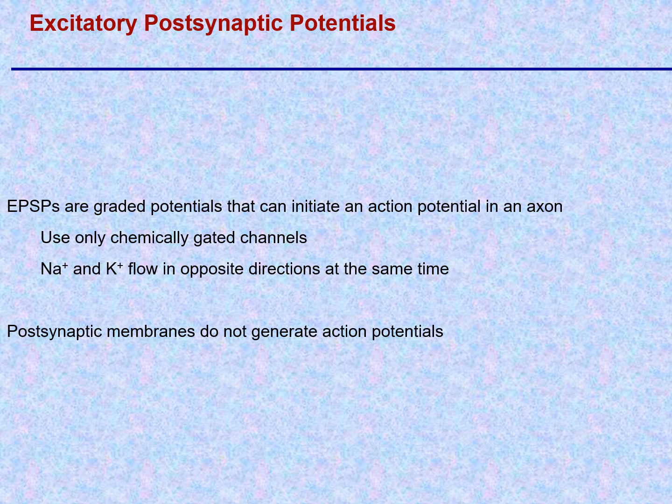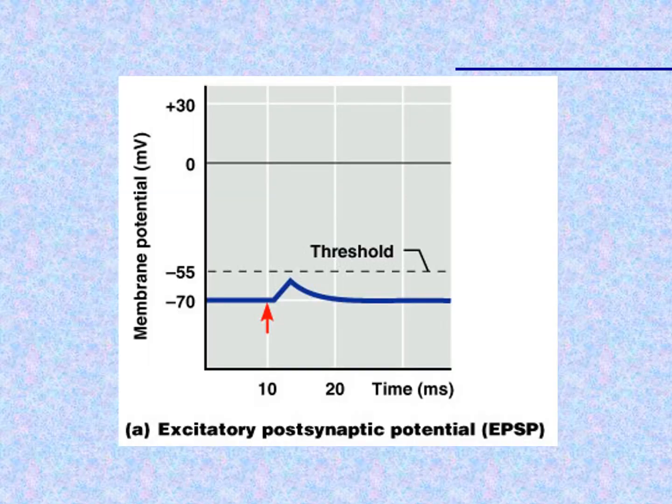So EPSPs are graded potentials causing a depolarizing effect. They use chemically gated channels and cause a flow in opposite directions of sodium and potassium at the same time. At the postsynaptic membrane, you don't get an action potential. You get a depolarization, and if the sum total of all the depolarizations are enough, they will spread to the axon hillock, and there at the base of the axon, an action potential will be generated.